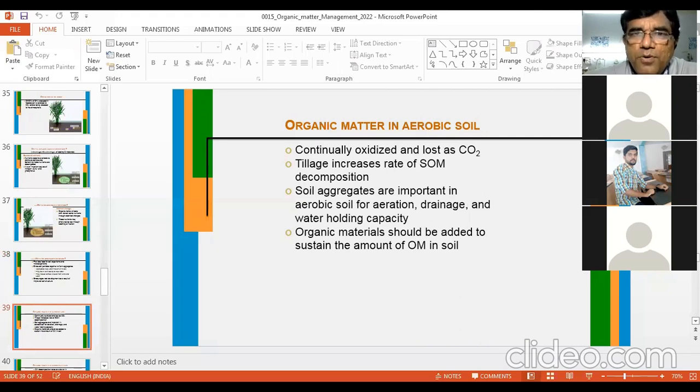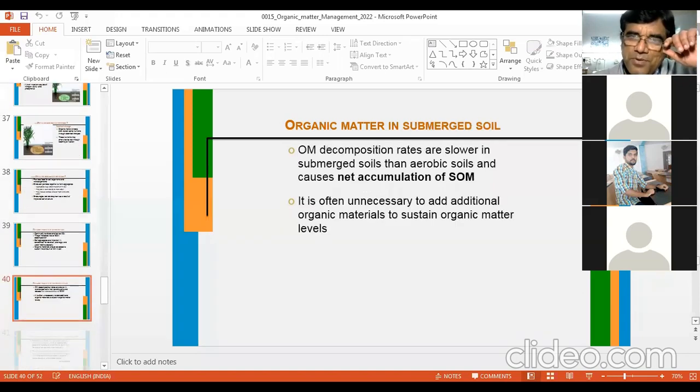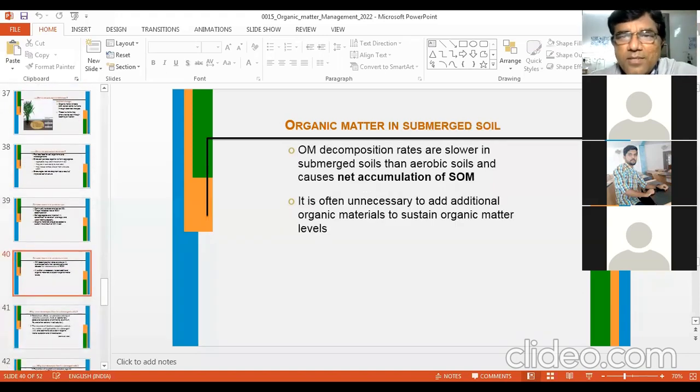Under aerobic conditions, organic matter is continuously oxidized and lost as carbon dioxide. And if you have too much tillage, it aerates the soil, and decomposition of organic matter is accelerated by tillage. Soil aggregates are important in aerobic soil for aeration, drainage, and water holding capacity, so it has a positive role there. Organic material should be added to sustain it, so ultimately you must add organic matter to the soil. One cow will not be enough for 35 acres. You need to have organic matter additions in the soil.